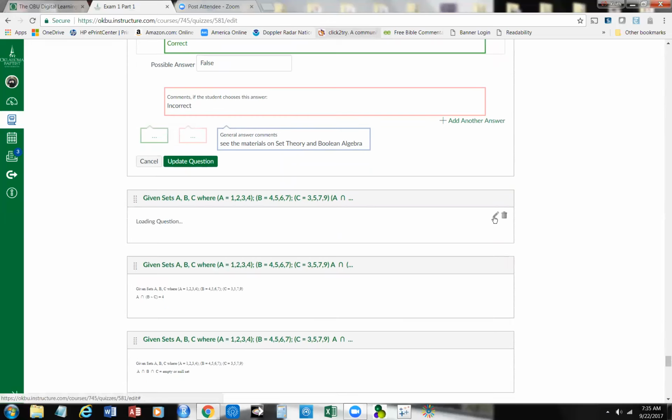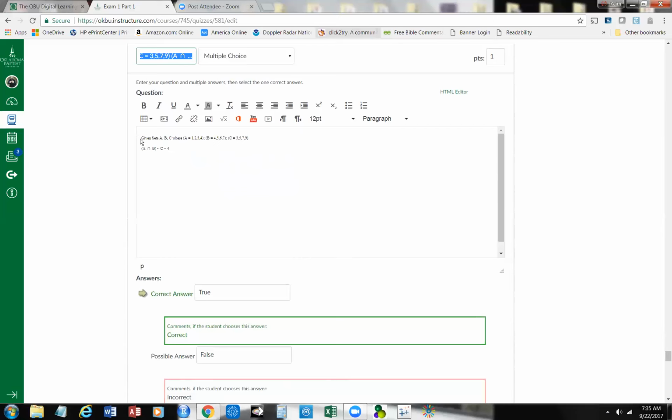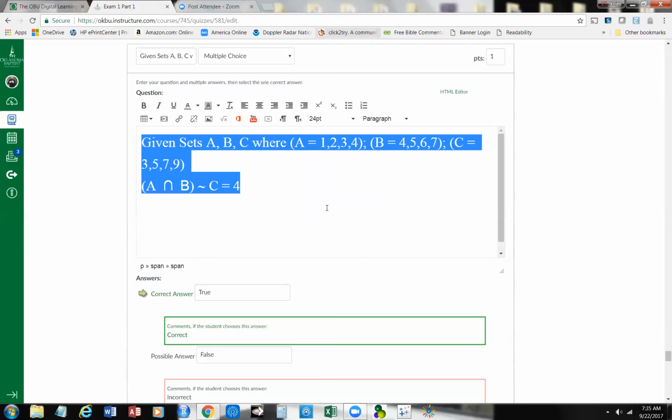So our next item. We're going to take a look at the intersection of A and B. And does that imply C? Well, the intersection of A and B is 4. That's the only element they share. And yes, 4, and C does not, they don't share 4. So it's true.